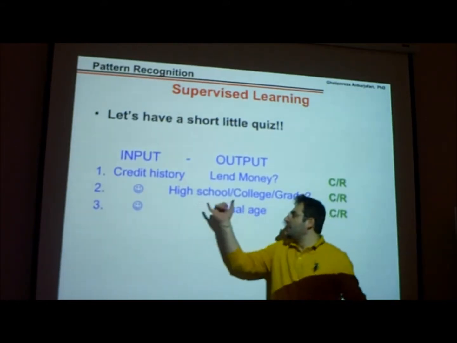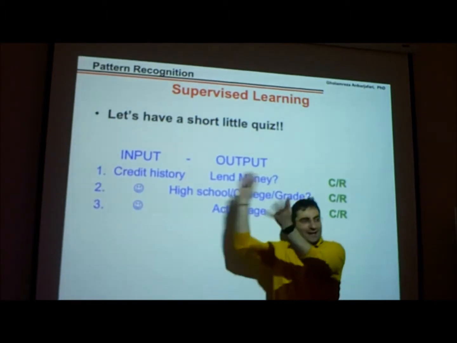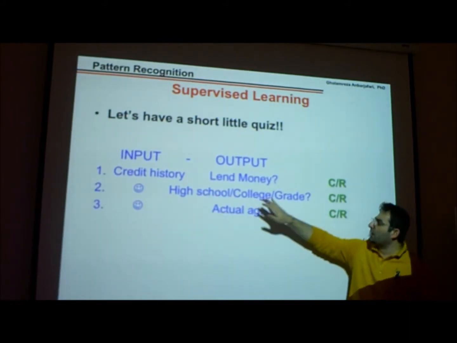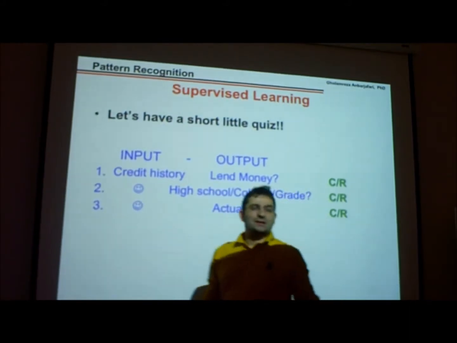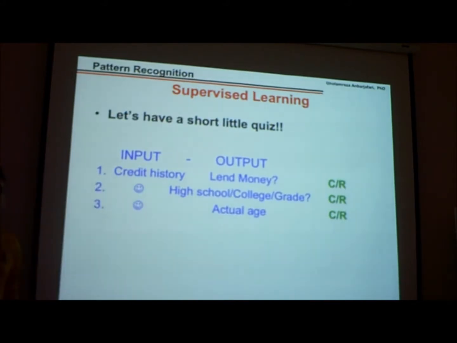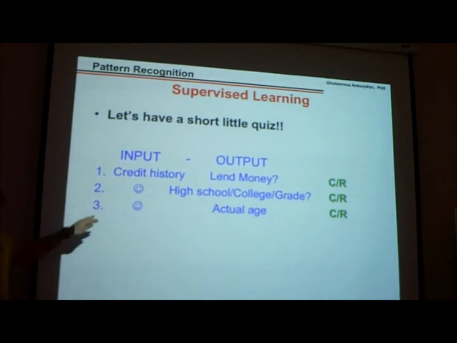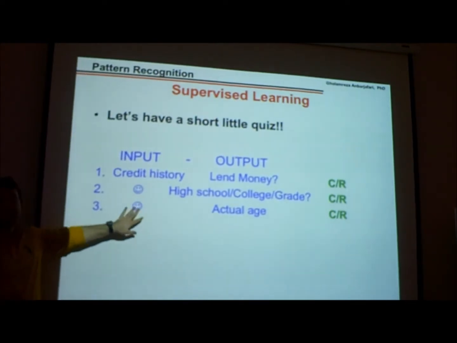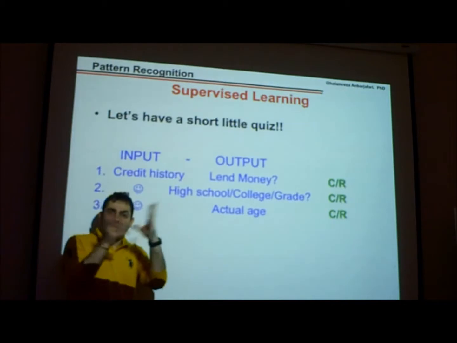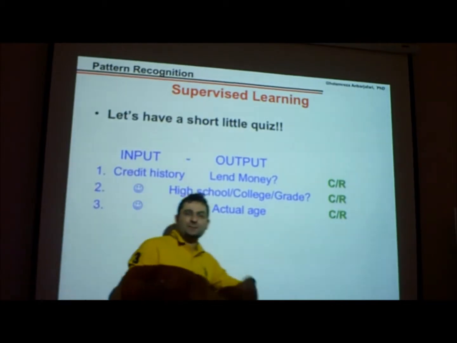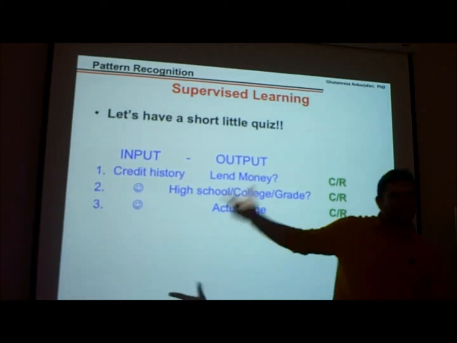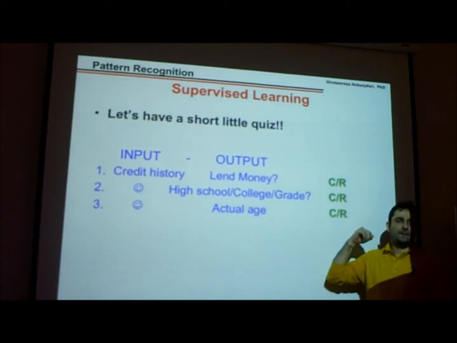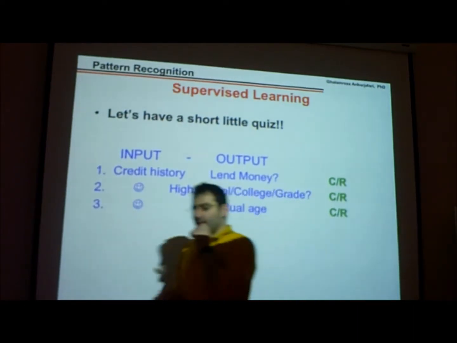We have one person, and there is an algorithm which helps you tell if it is a high school, a college, or a graduate student. So is it a classification or is it a regression? It's a classification. And finally, we have the same person, but this time my algorithm gives the person's actual age. Is it a classification or a regression? Regression. That's true, that's a regression.